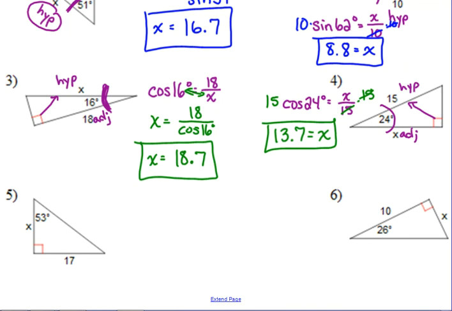Okay, so what do y'all think 5 and 6 are going to be? Tangent. Let's see if it is. All right, 53 degrees. If we point to the hypotenuse, there's nothing labeled on the hypotenuse, so we don't need to worry about that. The 53 touches the x, so the x is the adjacent. It does not touch the 17, so 17 is the opposite. So opposite and adjacent is tangent. So tangent of the angle, 53, is equal to the opposite, 17, over the adjacent, x.